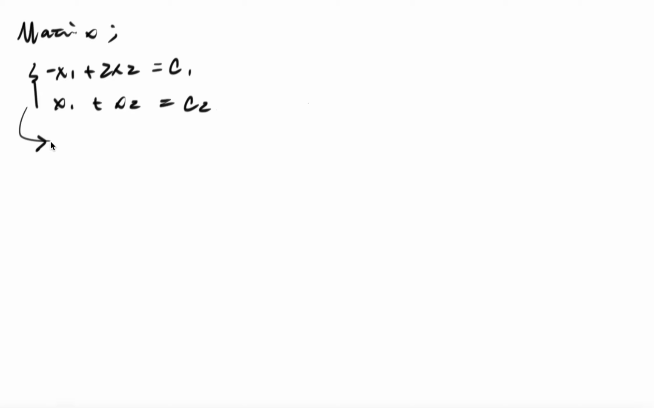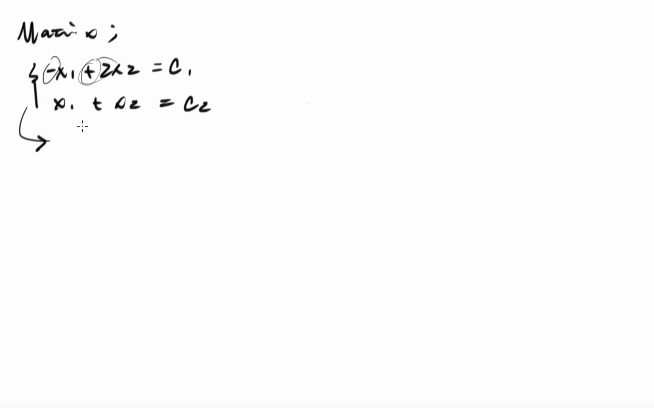One of the easiest ways to understand a matrix is as a collection of coefficients in the system of linear equations. As you can see, here is a system of linear equations, and it is not complex at all. It's just two linear equations: negative x1 plus 2x2 is equal to the constant 1, and x1 plus x2 equals constant 2.